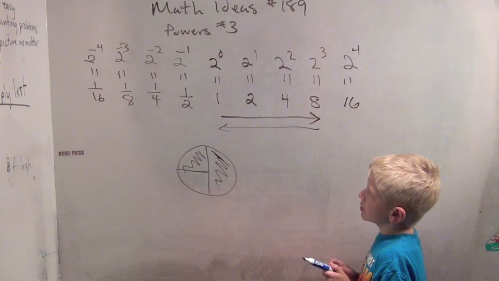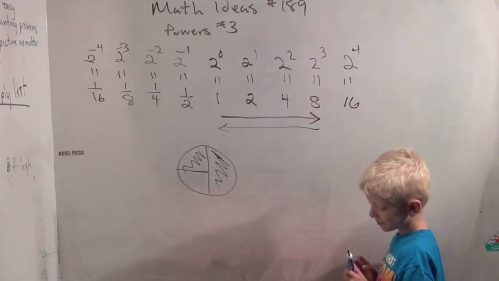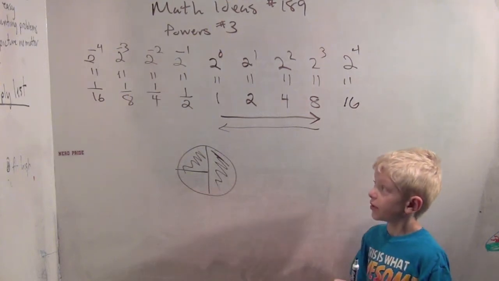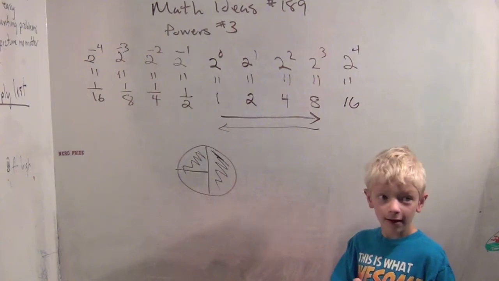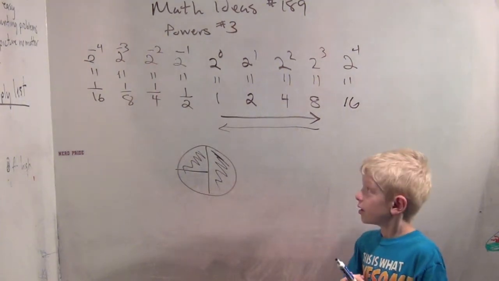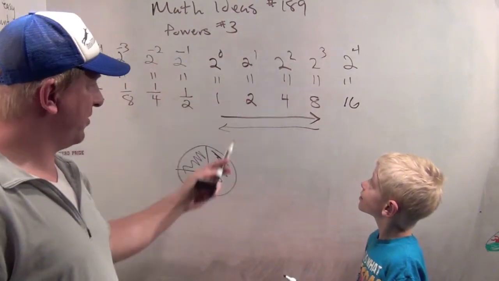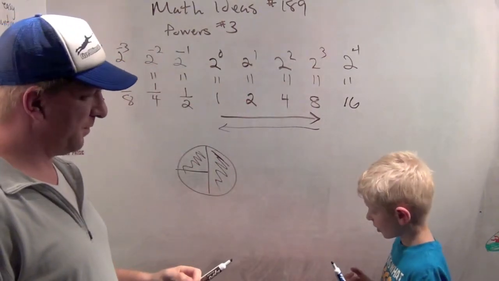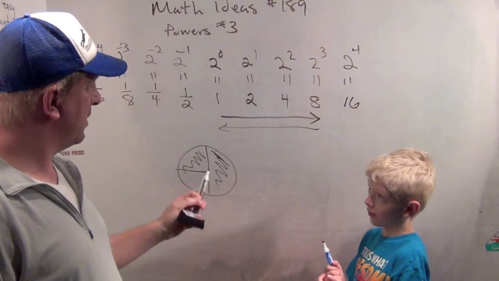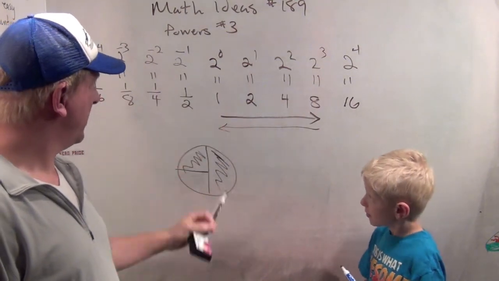So what's your pattern that you saw for negative powers? It is 2, 4, 8, 16. Then the negative 1 power is very similar to the first power. What's the only difference? It's a fraction. The 2 is on the bottom.